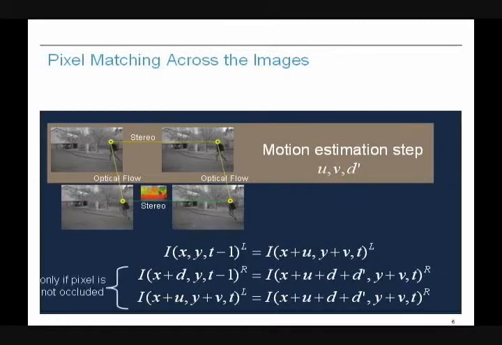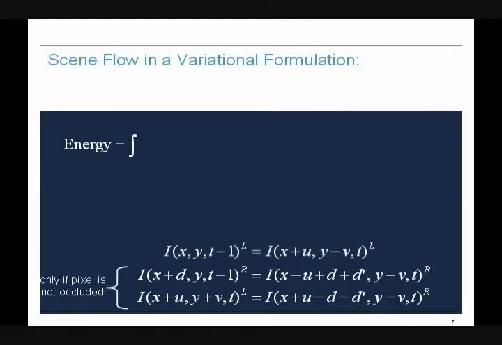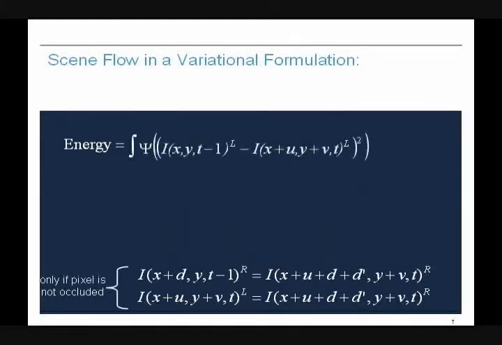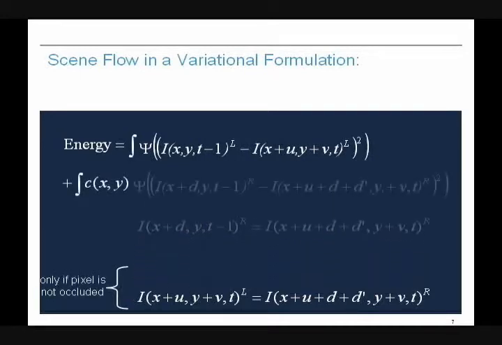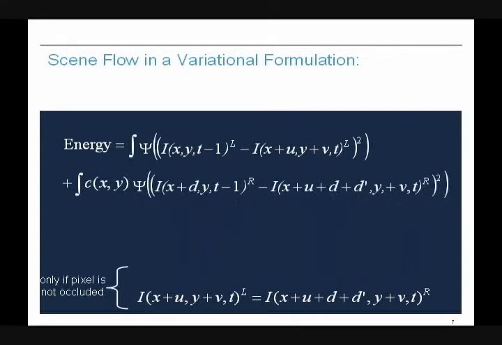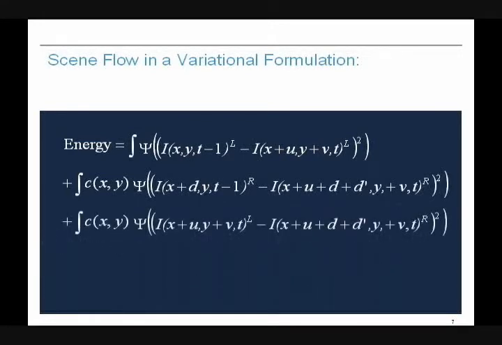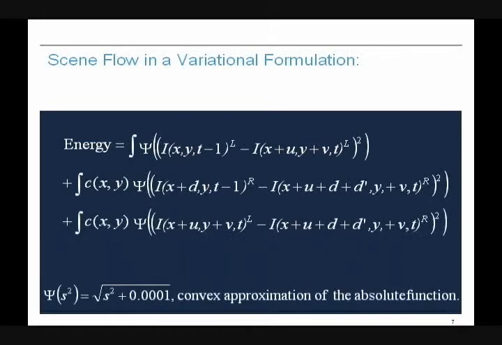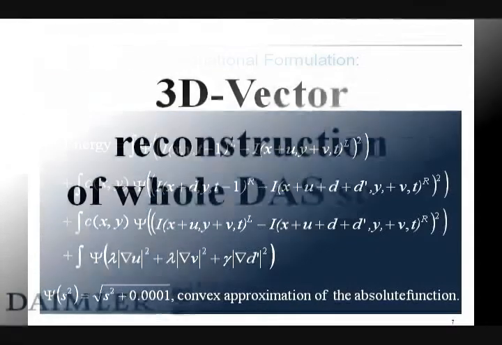The two bottom equations that use disparity are only taken into consideration if stereo information is available. This is shown by the C function. We form an energy minimization equation using these constraints. We further employ a smoothness constraint and use a robust approximation of the absolute function for all minimizations. This system of equations is solved using successive over-relaxation.